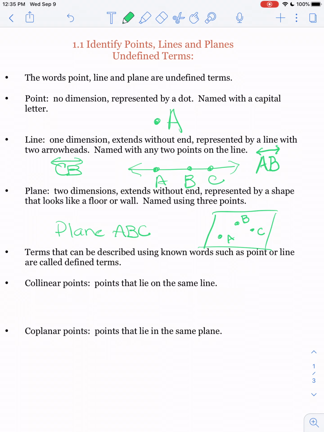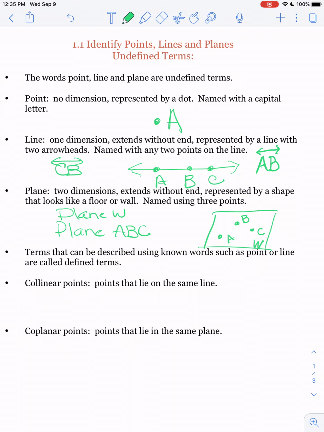A shortcut, sometimes you'll just see a capital letter off to the side. You can also call that plane W. You can see it doesn't have a dot in front of it, so it's not representing a point, it's the name of the plane.